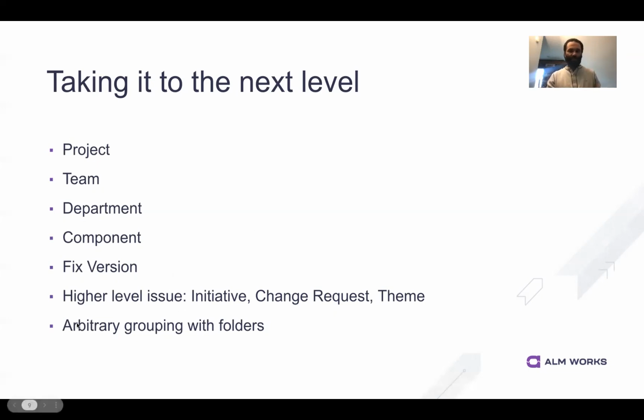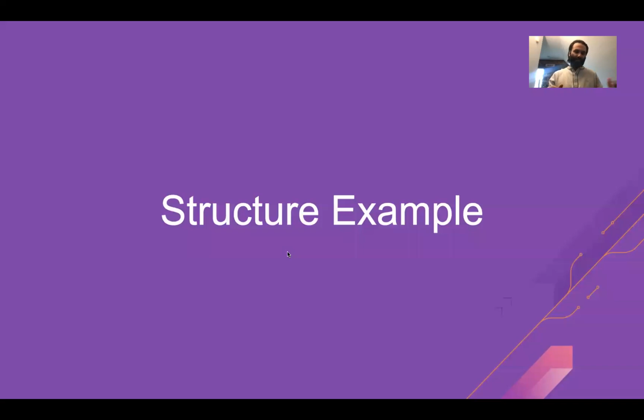And of course, we do have this option to do arbitrary grouping. It's definitely not the first choice, not the first tool that I reach for. It's always nice when we can point to a specific field or fixed version or what have you. But yes, we can do something completely arbitrary if the information doesn't exist in Jira. So let's take this to a Structure example.